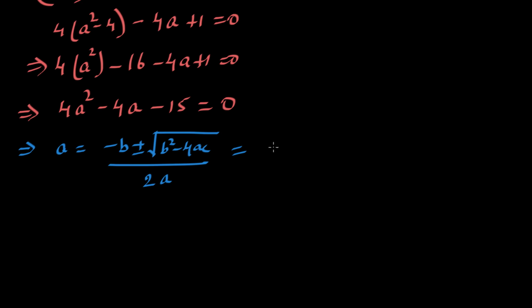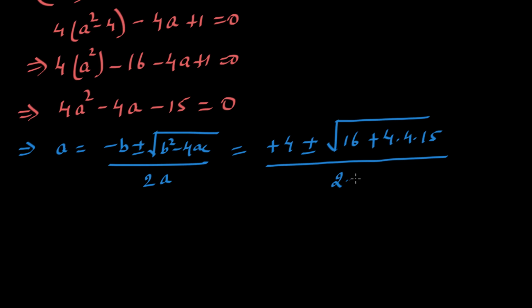So this becomes minus of minus 4, which becomes plus 4, plus or minus under root of b square 16, minus 4 into 4 into 15, actually minus 15, so I'll put a plus here, minus and minus will become plus, divided by 2 times a, 2 times 4. So now this becomes 4 plus or minus under root. Now let us calculate what this is.